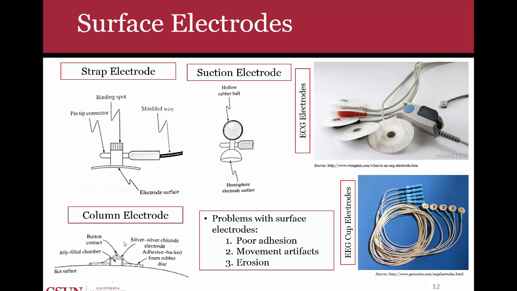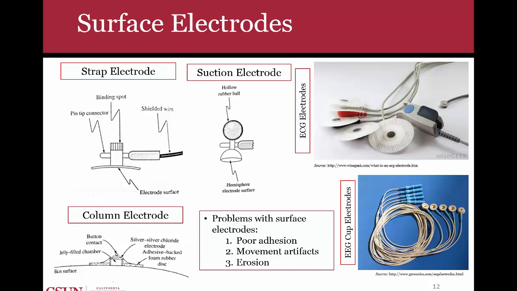You also have column electrodes, which are the most common for ECGs. So you'll have the gel-filled electrolytic solution in here adhering to your skin. You'll have some adhesive here, like tape or something, and then you'll have silver chloride on the metal, and some button contact, which basically just interfaces with some wires.